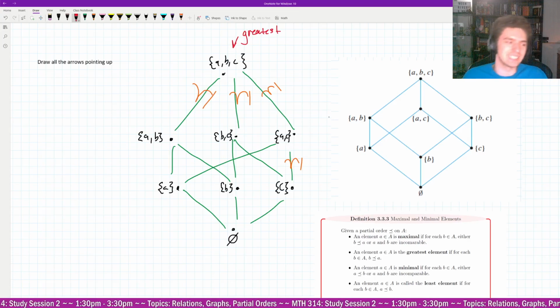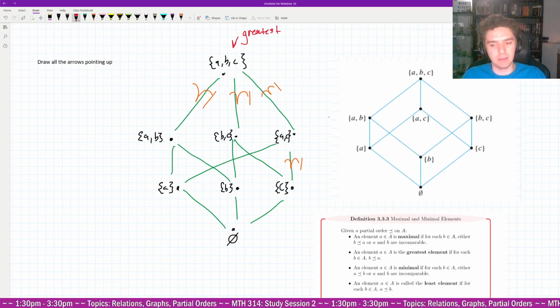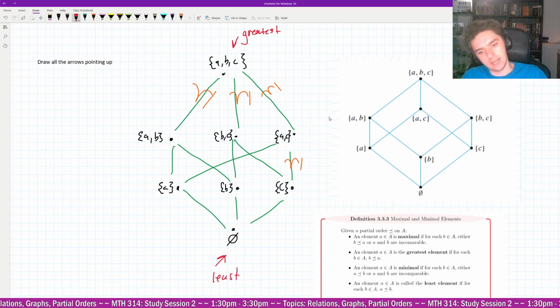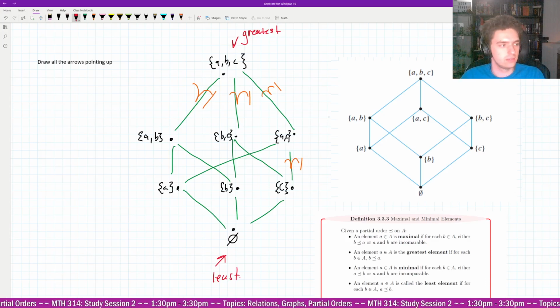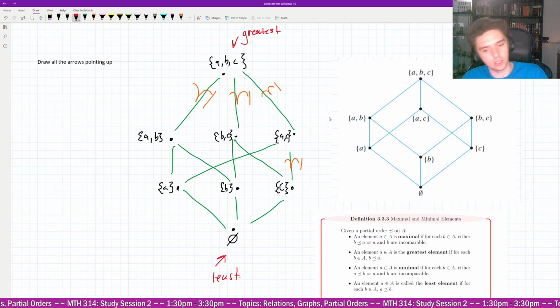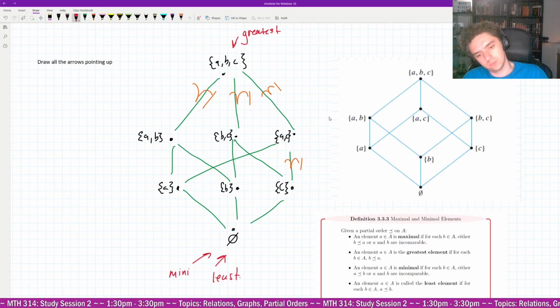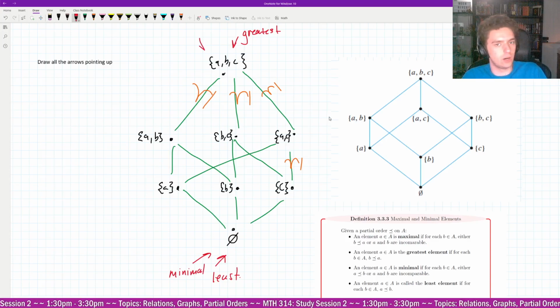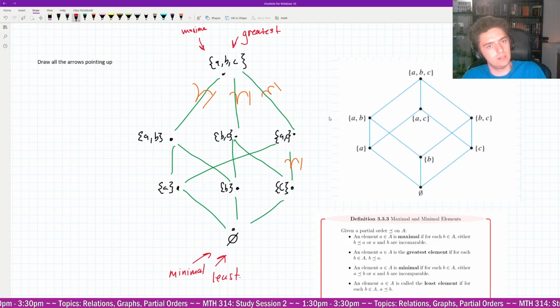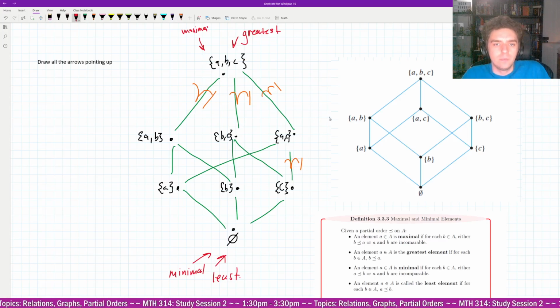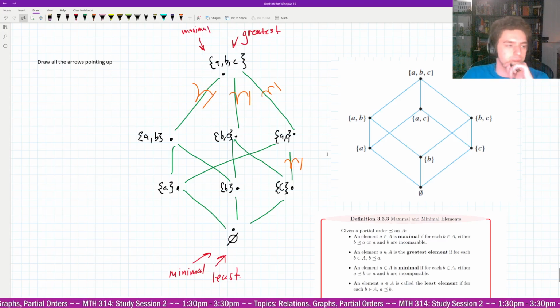What's the least element? The least element is something that is smaller than everything else. The empty set is the least element. And do we have a minimal element? A minimal element is just an element that has nothing else below it. So the empty set is also minimal. And ABC is also our maximal, since there's nothing above it. That's all it is.